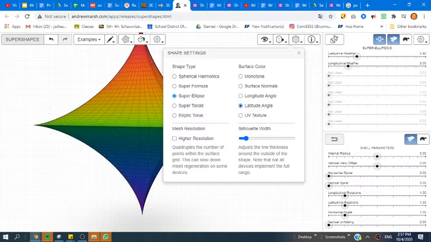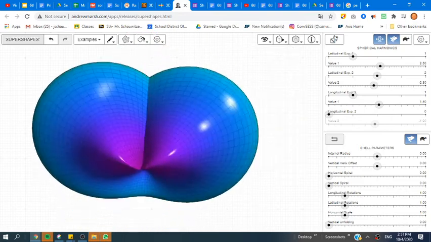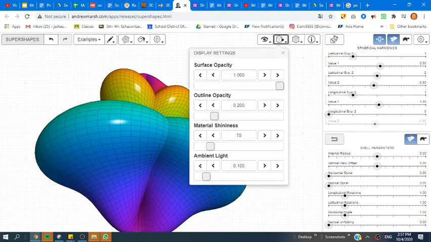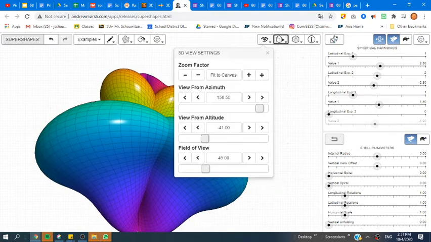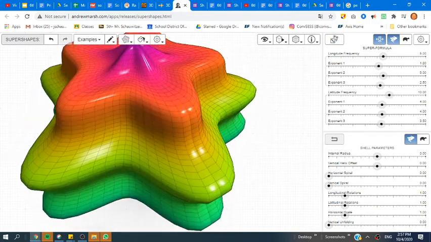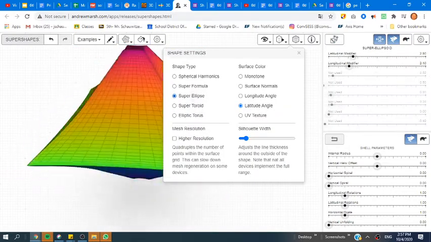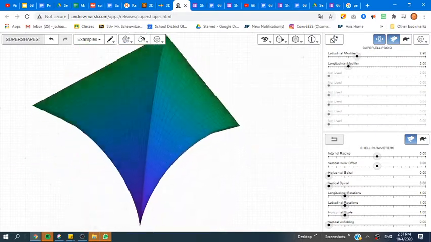We can change the color. We can change the shape settings. Look at that. This is just a really cool website. You could probably spend hours and hours on this. I know I could. You can change the formula. We'll talk a little bit more about area and perimeter later on. But look at that. That's pretty incredible.